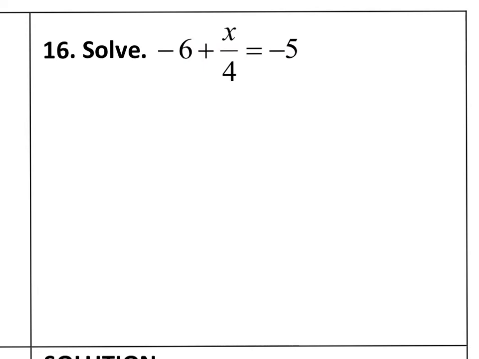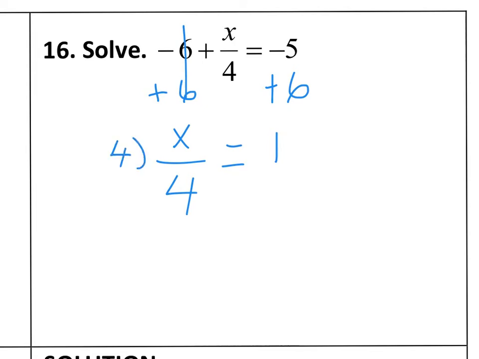Alright, so we have an equation, and I like to move everything that's not immediately touching x first, so that would be the -6. So I'm going to do an inverse operation. I'm going to add 6 to both sides, and that's going to leave me with x over 4 is equal to a positive 1. And I notice that x is still not by itself, it's being divided by 4, so we're going to do the opposite, and we're going to multiply both sides by 4, and that's going to give us x is equal to 4.